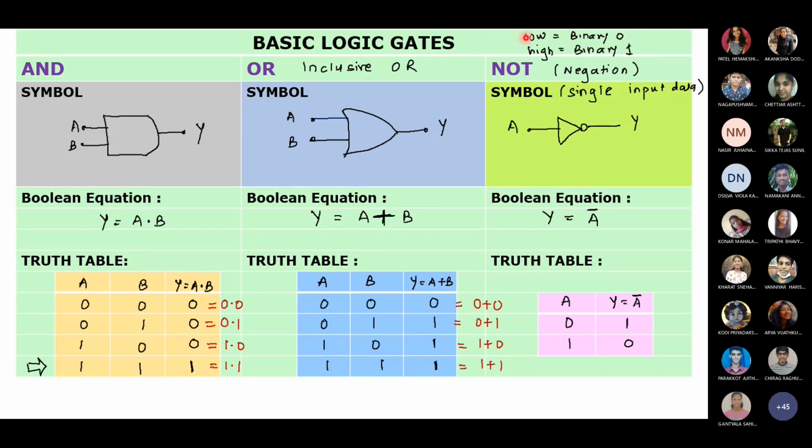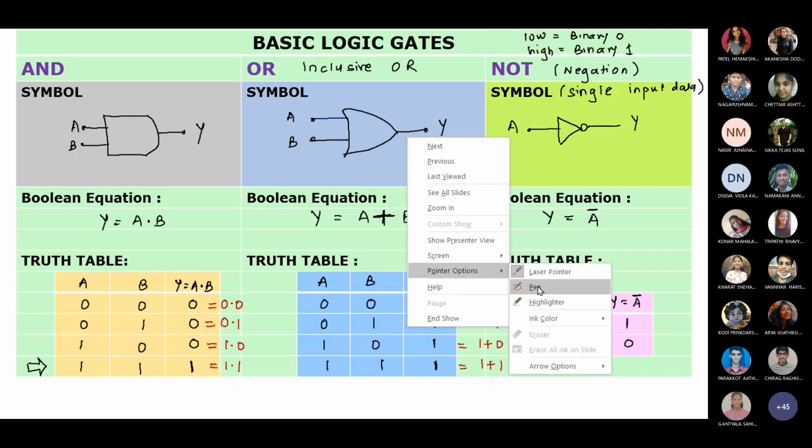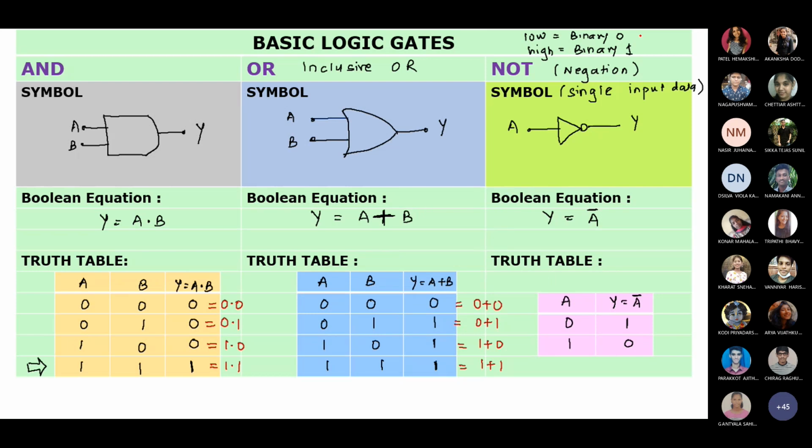Binary 0 is called the low state and binary 1 is called the high state. This is what we talk about in Boolean algebra. But when it comes to electronic language, binary 0 will be nothing but 0 volts and binary 1 will be nothing but plus 5 volts. That's why the maximum power consumption of any logic gate is also plus 5 volts.